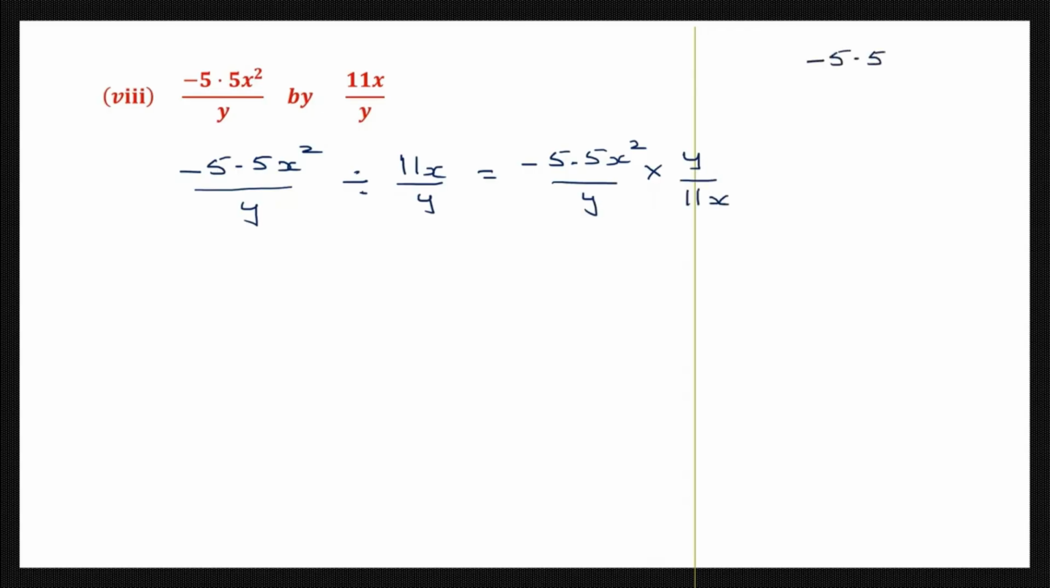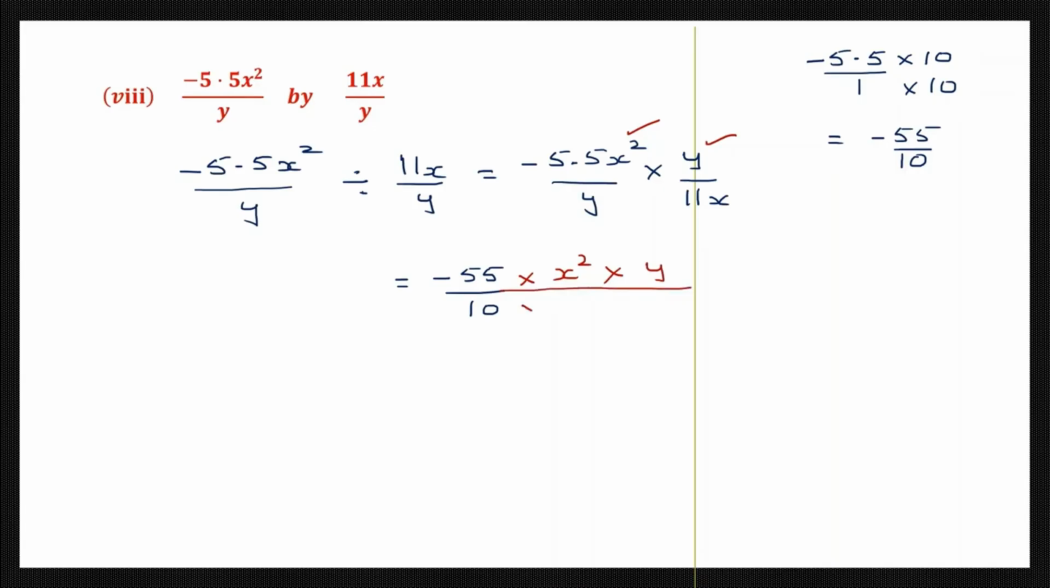Now here we have minus 5.5, which we will make a whole number by multiplying it by 10. That means the denominator also I need to multiply by 10, so I need to give it a denominator 1. So this becomes minus 55 by 10. 1 tens are 10. So that is minus 55 by 10. Okay, so I'm going to take it slowly, one by one, into x squared into y, and in the denominator I have y into 11x. So this is what I have.